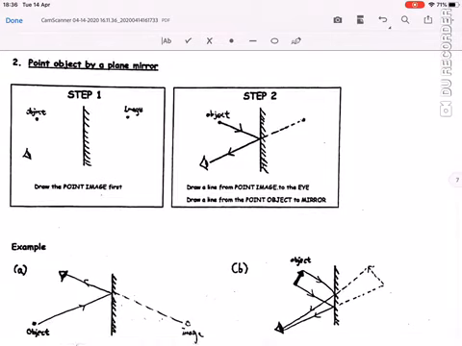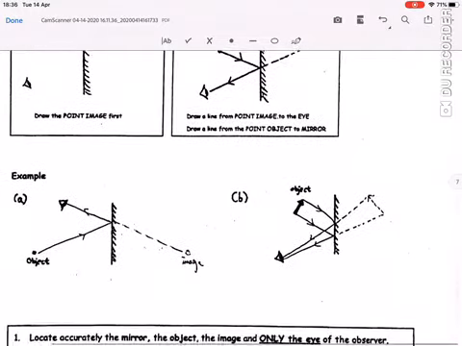Now, in the second point, the point object by a plane mirror. This one is easier because it's just one point. You will start from the object itself and draw backward, and from the image back to the eye. Then you will see the dotted line again, and from that, we can draw the solid line.